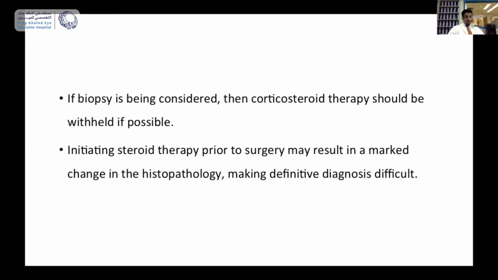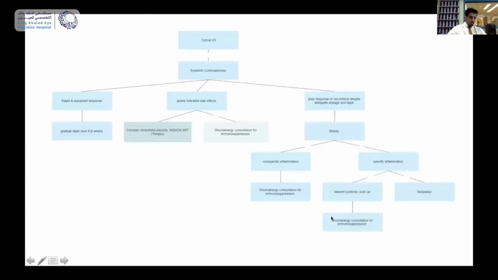So another thing that you have to keep in mind if you're going to biopsy, the corticosteroid therapy should be withheld if possible for at least 2 weeks. Why? Because it might change the histopathology. So now I said don't biopsy and biopsy at the same time. How do I approach these cases?